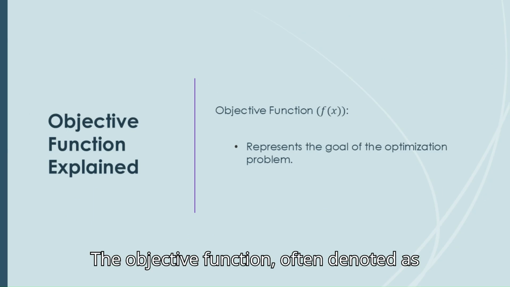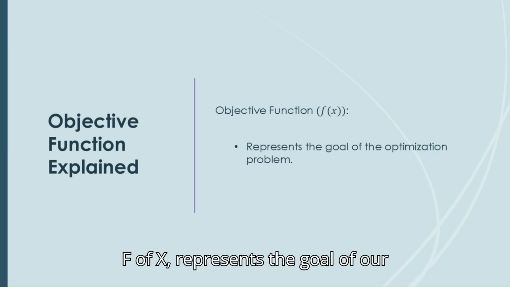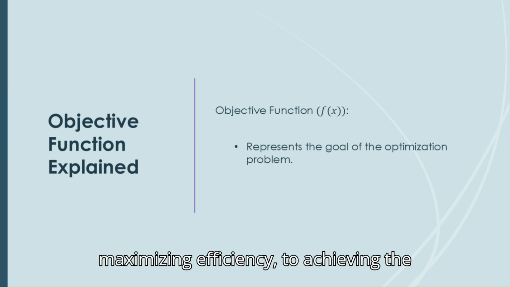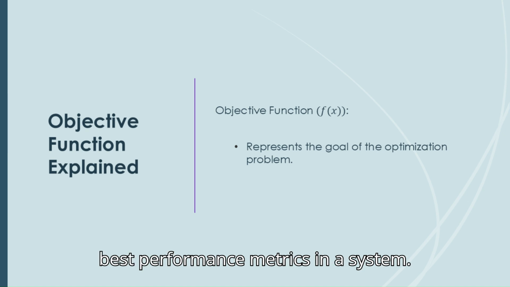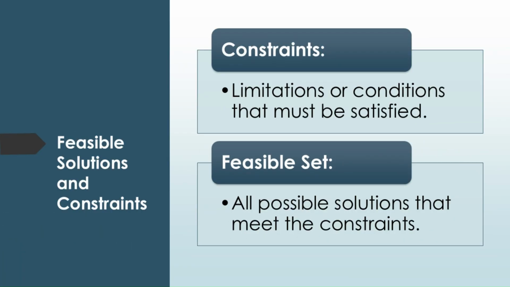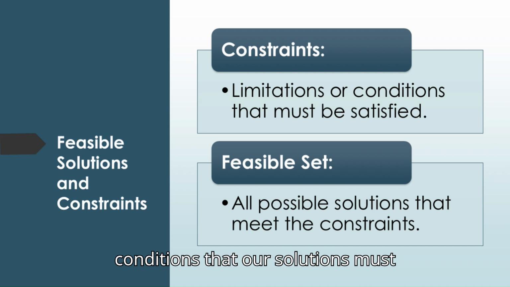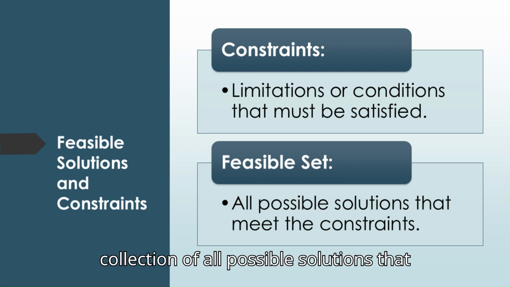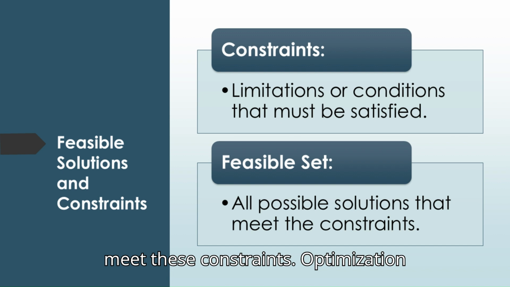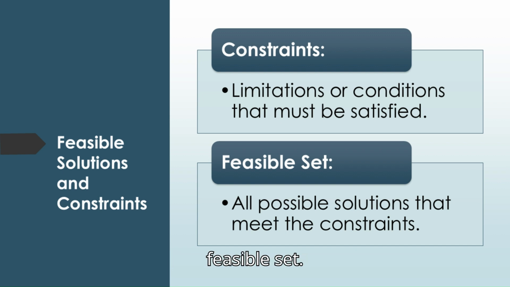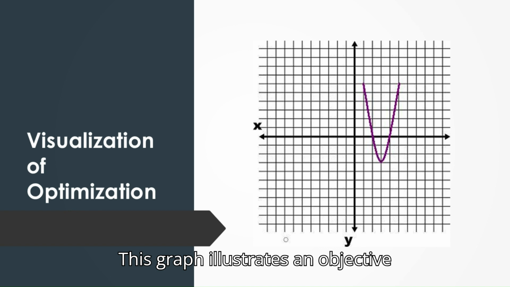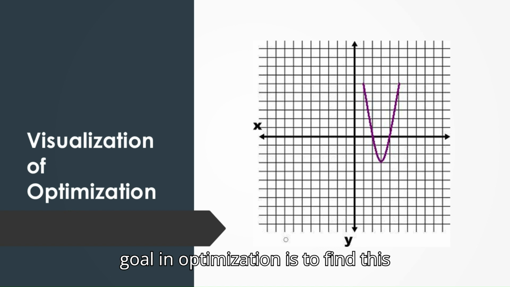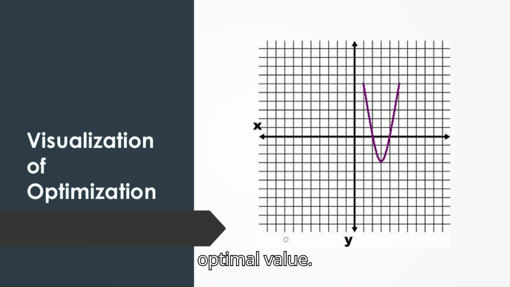The objective function, often denoted as f of x, represents the goal of our optimization problem. It could be anything from minimizing costs, maximizing efficiency, to achieving the best performance metrics in a system. Constraints are the limitations or conditions that our solutions must satisfy. The feasible set is the collection of all possible solutions that meet these constraints. Optimization seeks the best solution within this feasible set. This graph illustrates an objective function with a clear minimum point. Our goal in optimization is to find this point where the function attains its optimal value.